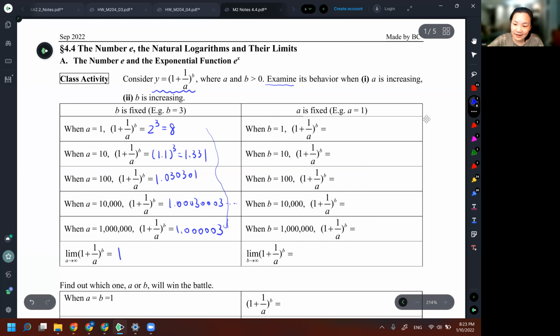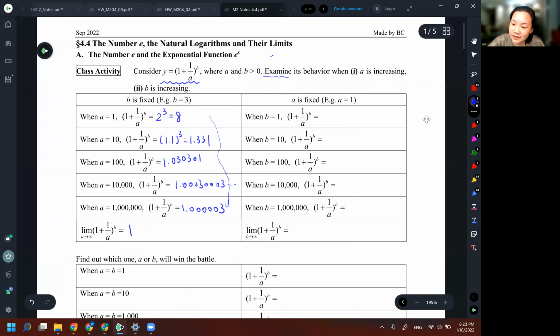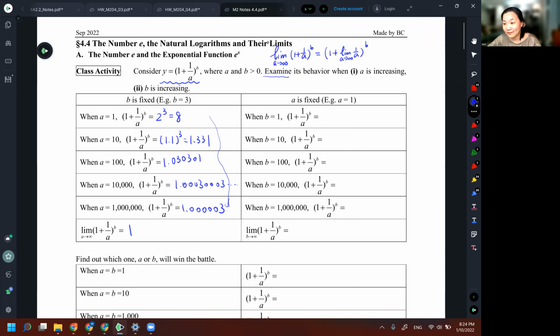basically it's this. Now, if B is fixed, then the limit as A tends to infinity of (1 plus 1 over A) to the power B is equal to 1 plus the limit as A tends to infinity of 1 over A, to the power B. Then it's equal to (1 plus 0) to the power B, and then it's equal to 1, basically. Now, if B is fixed, and A increases indefinitely, you will get that.